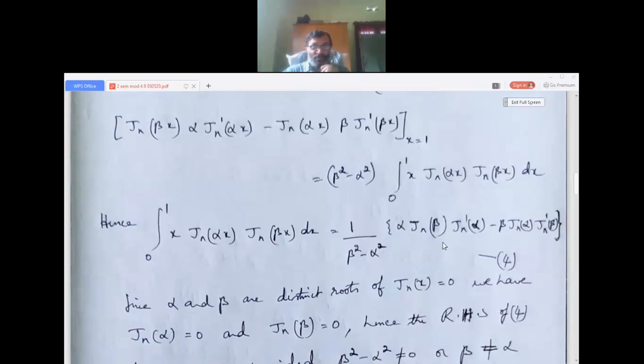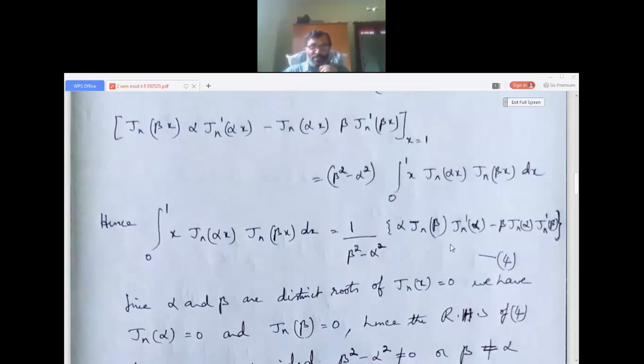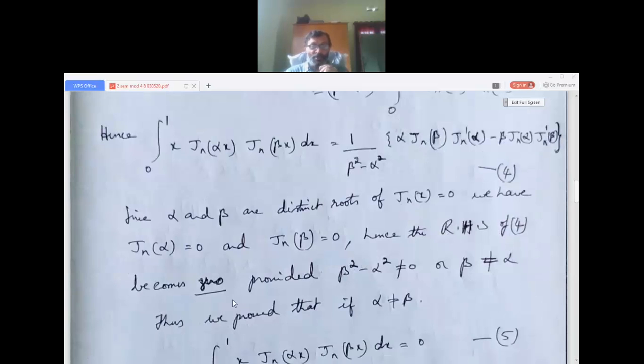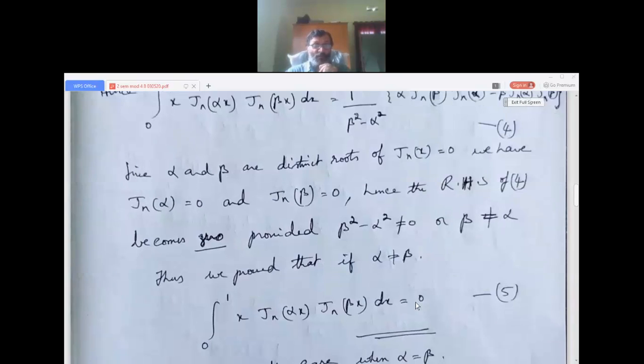Hence the RHS of 4 becomes 0, because Jn of alpha is 0 and Jn of beta is 0, so 0 minus 0 is 0, provided beta squared minus alpha squared is not equal to 0. Because if beta squared minus alpha squared equals 0, the numerator is 0 and the denominator is 0, a 0 by 0 form, which is not defined. So we take beta squared not equal to alpha squared.